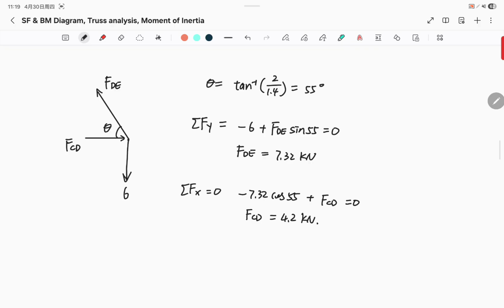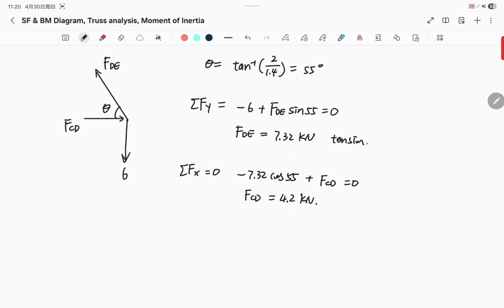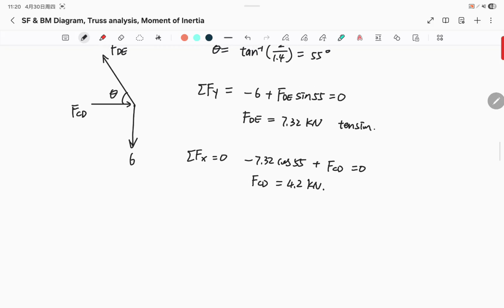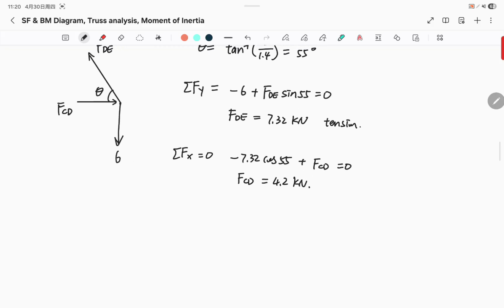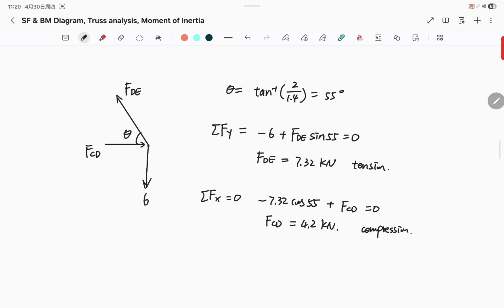Since we get positive values for both forces, that means our assumption of their directions was correct. FDE was pulling away, so this is tension. And FCD is pushing into the pin, so this is compression. Now, by knowing these two forces, we can move on to the next joint.